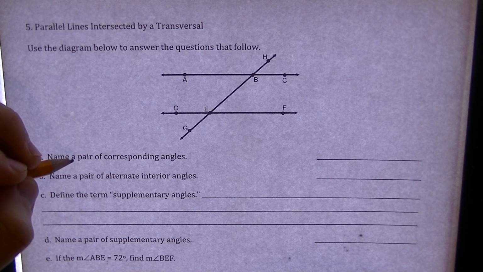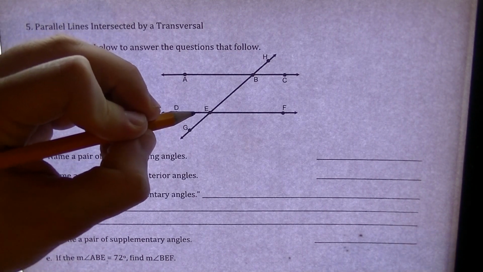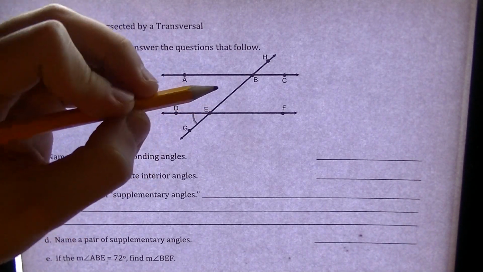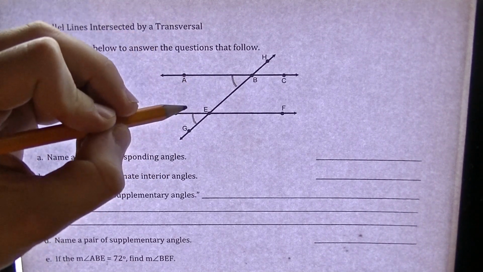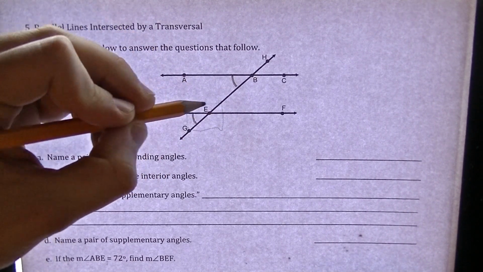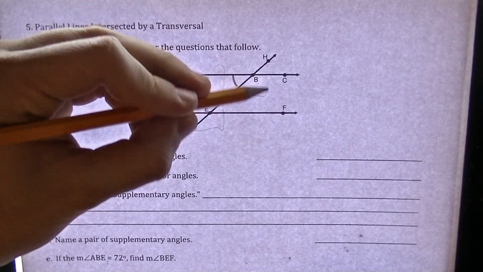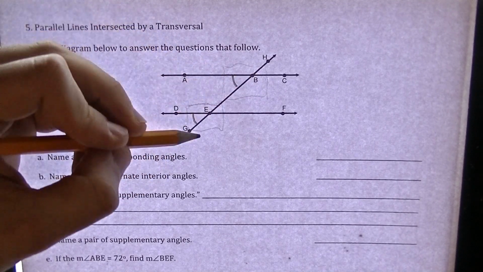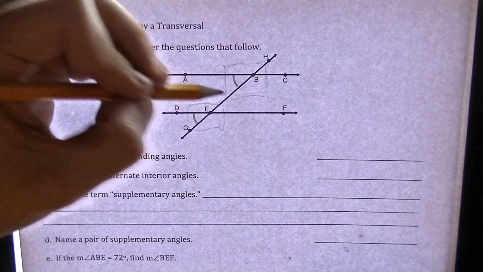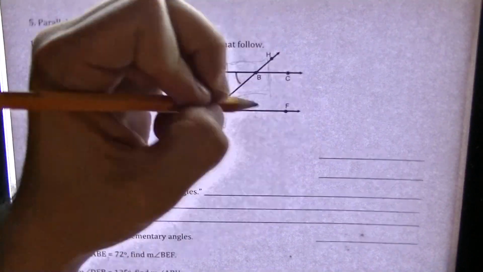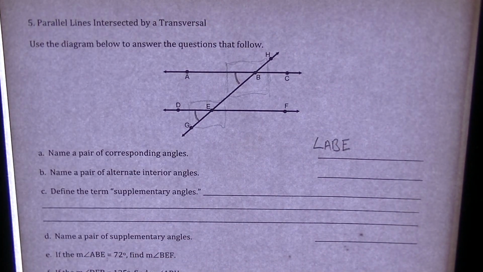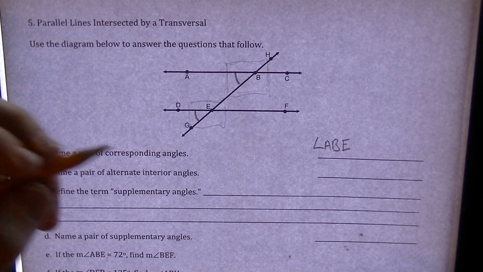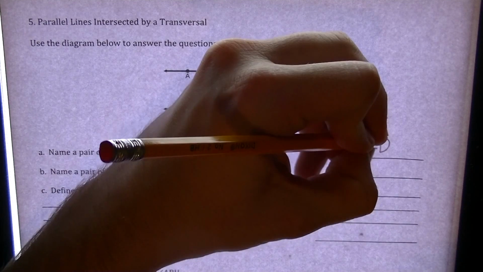A pair of corresponding angles here would be, well, let's see, this angle over here and this angle over here are corresponding angles because they're in the same part of the two intersections that kind of match up here. So it's the bottom left and the bottom left, if you see the two boxes I made. So this is angle ABE is corresponding with angle DEG.